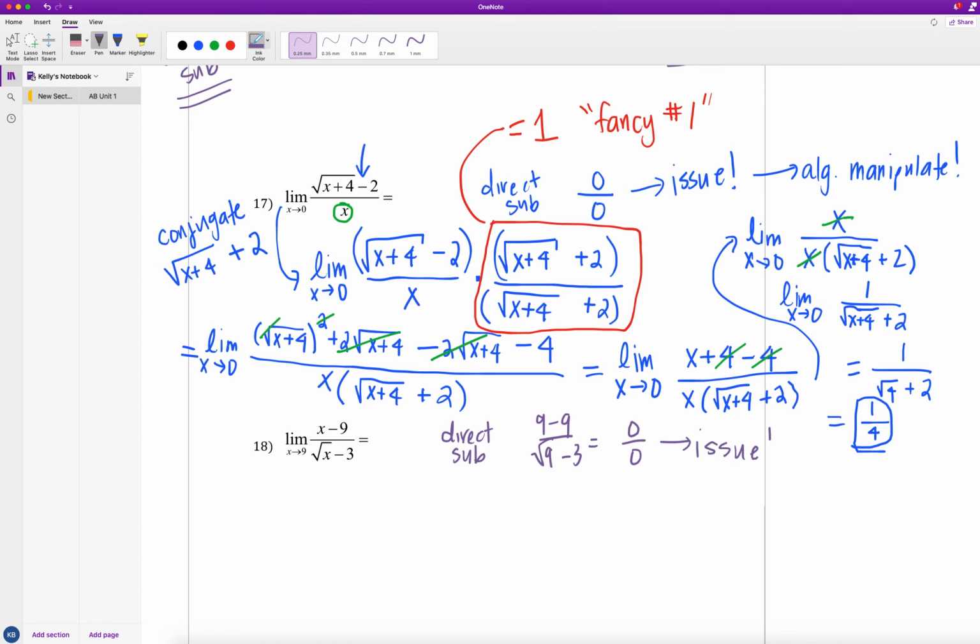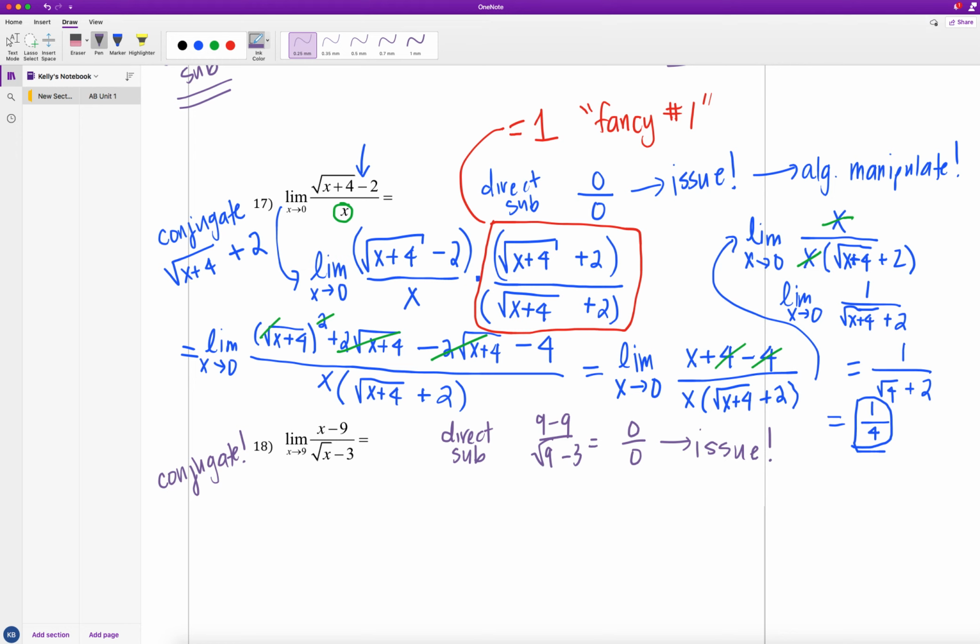I have to do something else, and I have to algebraically manipulate it. Now, I could attempt to factor this out. There is a way to do it using factoring, but it's not personally my preference. I would prefer to use the conjugate here since I have that square root. I just think it's a little bit easier to see. So what is our conjugate going to be for this problem? What do you guys think that conjugate will be?